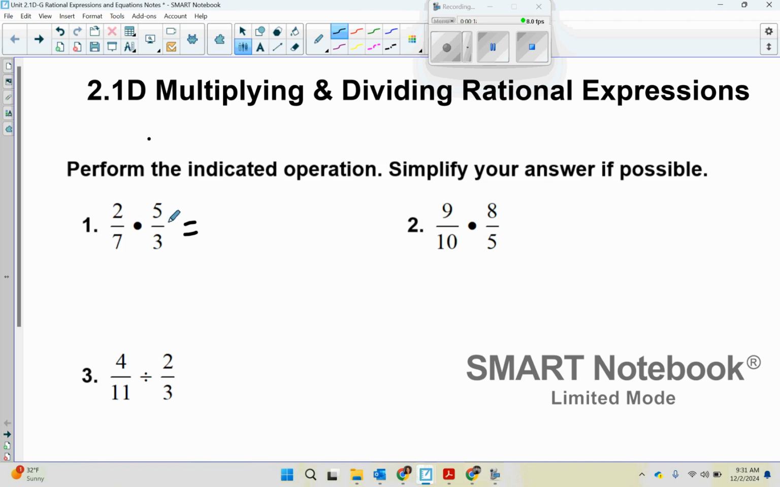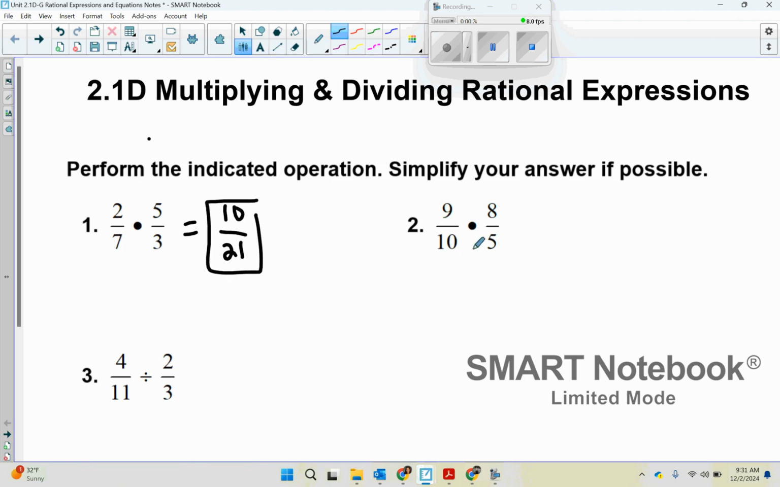Remember, we multiply fractions, we multiply across the numerator, across the denominator. We are not cross multiplying. That is only when we have an equal sign in between our fractions. So we multiply across, we get 10. We multiply across the denominator, we get 21. And since that cannot be reduced, that will be our final answer.